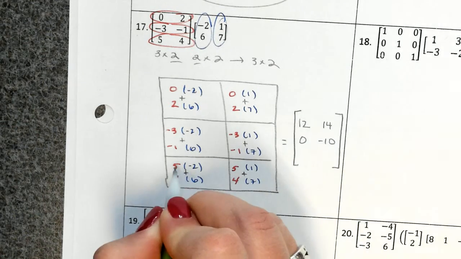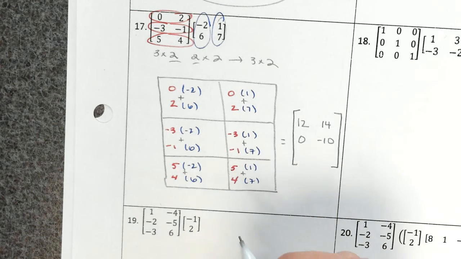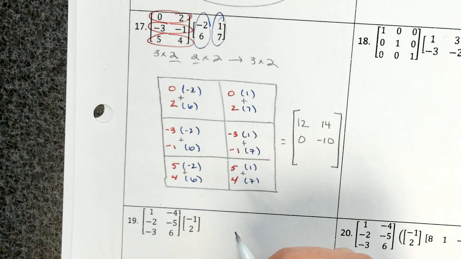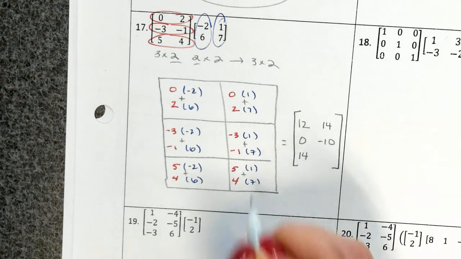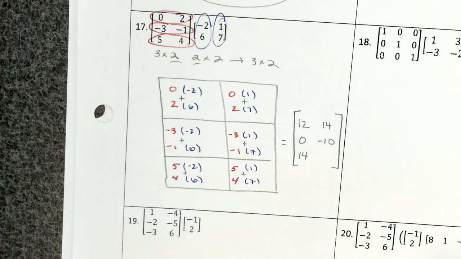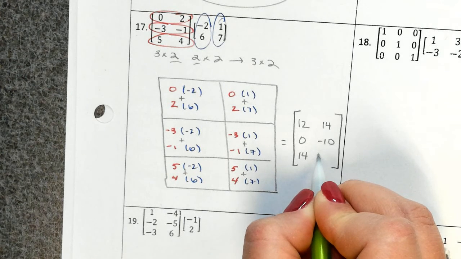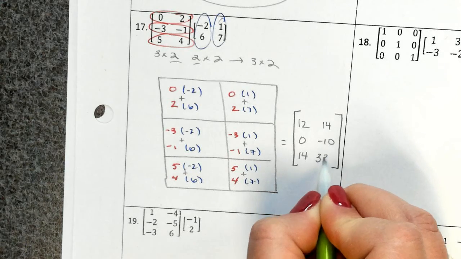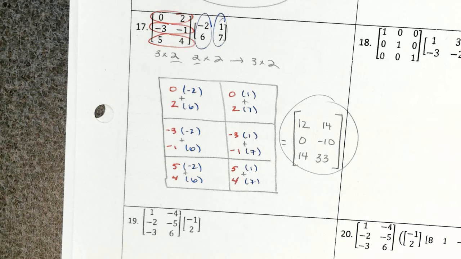-10 there. 5 times -2 plus 4 times 6. 14. 5 times 1 plus 4 times 7. Alright, 33. Positive 33. Good. And that one's done. There's your answer.